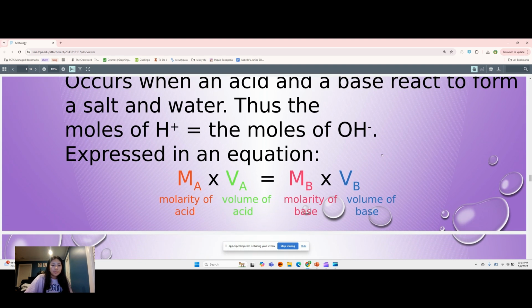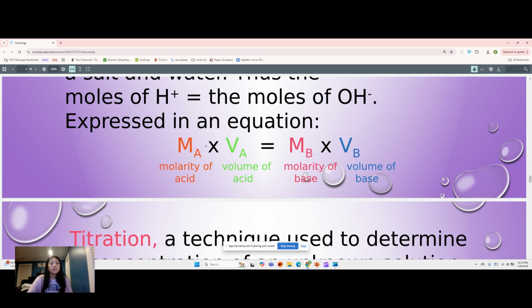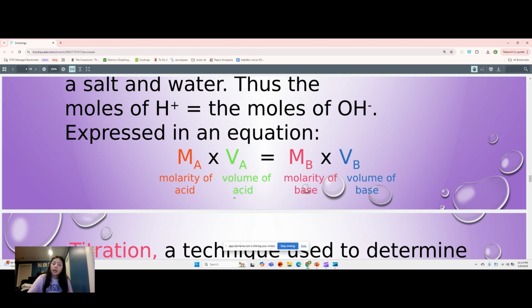Okay, so yeah, this is what I was talking about. This equation, your molarity of your acid times your volume of your acid equals your molarity of the base times the volume of the base. This is when you're at equilibrium. So this means the number of moles of your acid is equal to the number of moles of your base. So you don't really need to know what equilibrium is. You just need to know that you can use this equation when your moles of acid is equal to your moles of base. That's how you can figure out your volume of acid or volume of base.